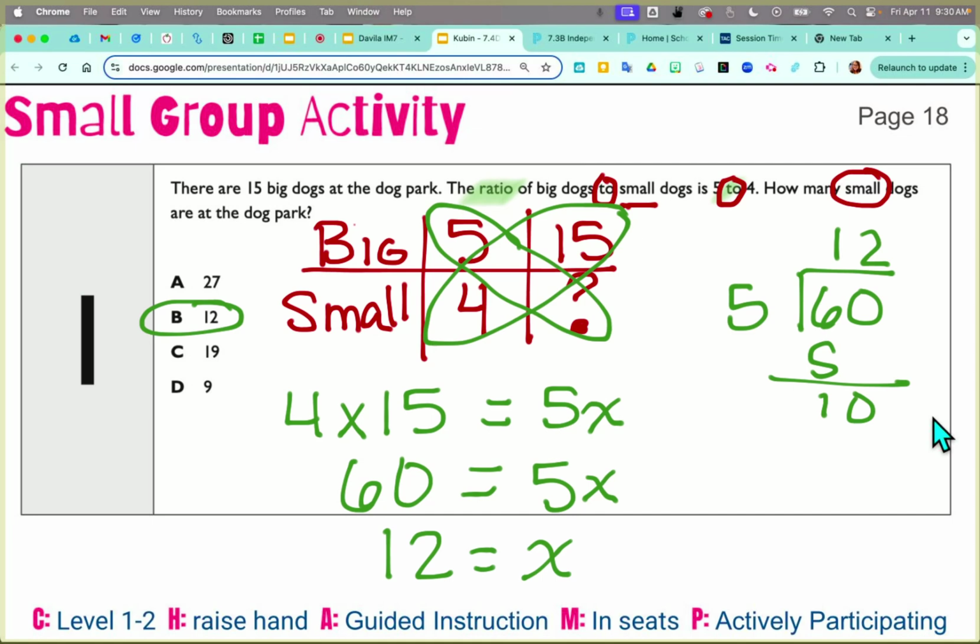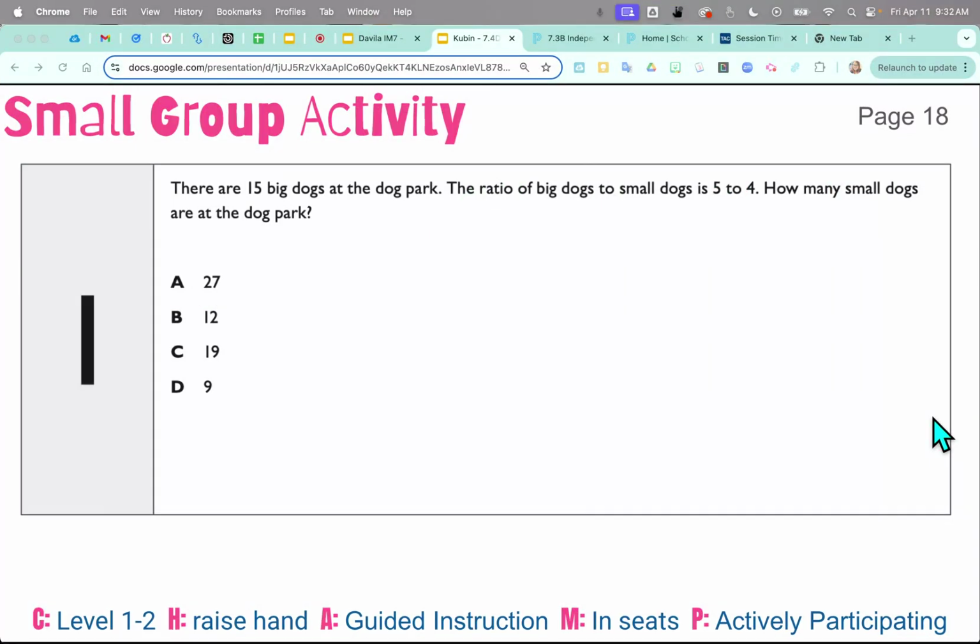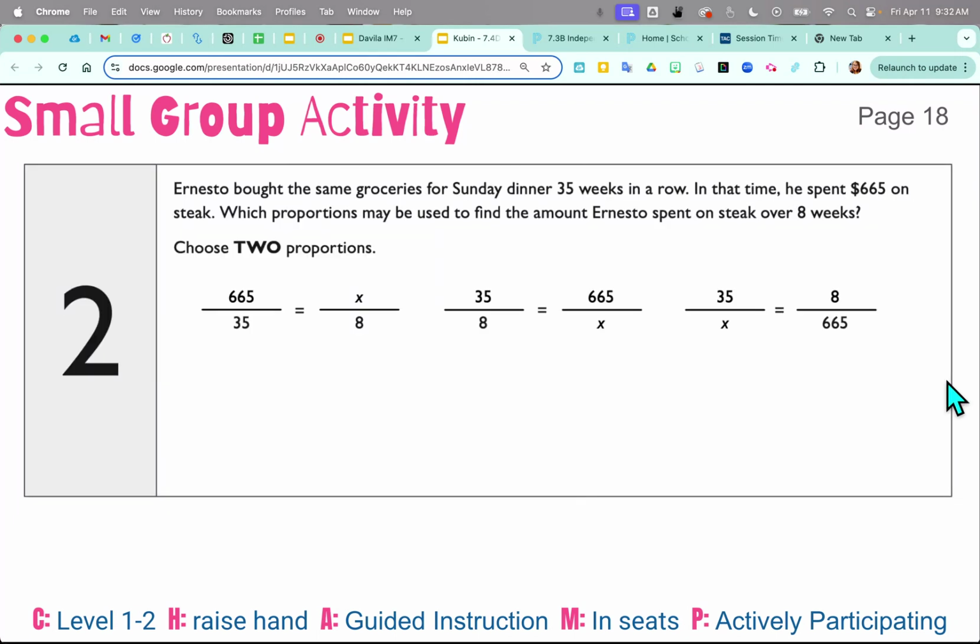Now, let's look at another question. Ernesto bought the same groceries for Sunday dinner 35 weeks in a row. In that time, he spent $665 on steak. Which proportions may be used to find the amount Ernesto spent on steak over 8 weeks? In this question, it's asking us just to set the proportions up. It's not asking us to solve.